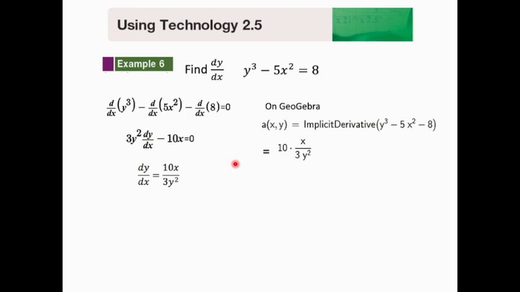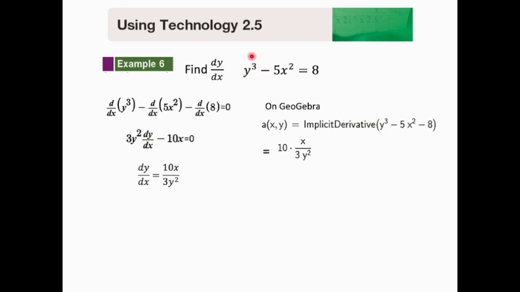Now this last slide shows you how you can use GeoGebra to check your derivatives when you are finding the derivative using implicit differentiation. So we're going to do this by hand, and then this is the way you can check it on GeoGebra. So we have y to the third minus 5x squared is equal to 8. We're going to find dy dx. y is changing with respect to x.